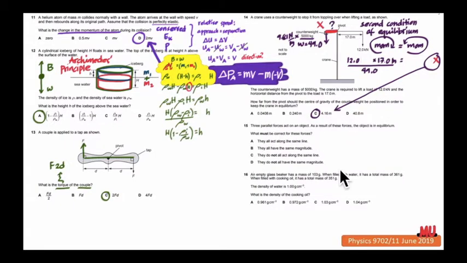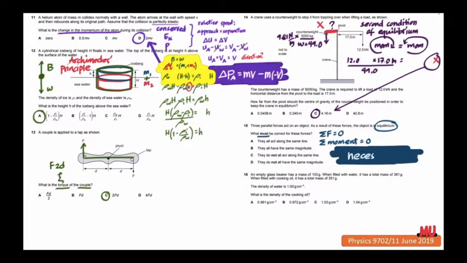In this question, we need the condition sigma F, or summation of forces, equal to 0 and summation of moments equals 0 for an equilibrium. The question is which among the four statements must be correct for the forces mentioned in the question, which is necessary or should be true at all times.